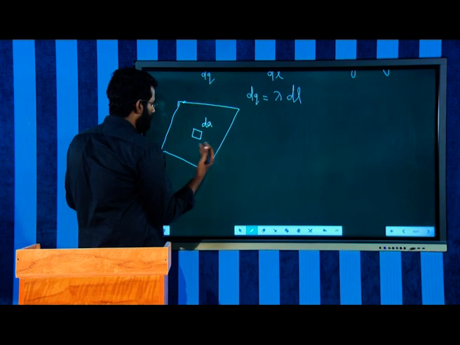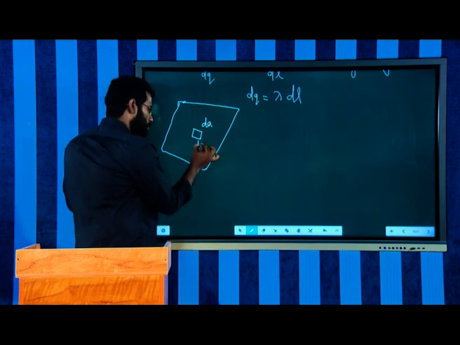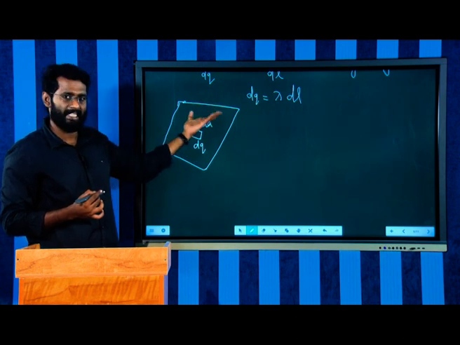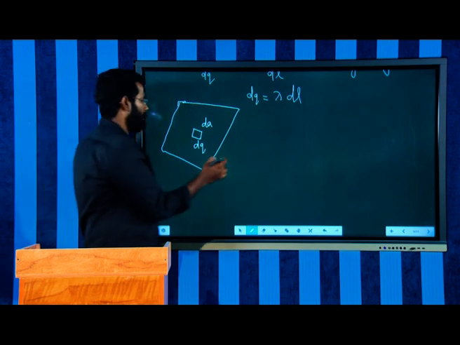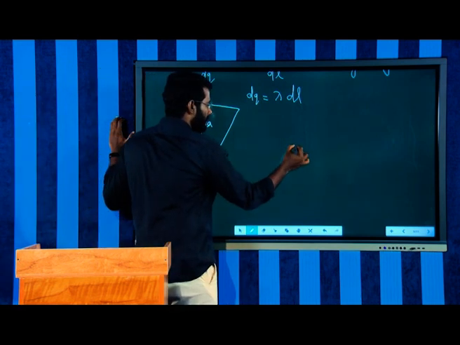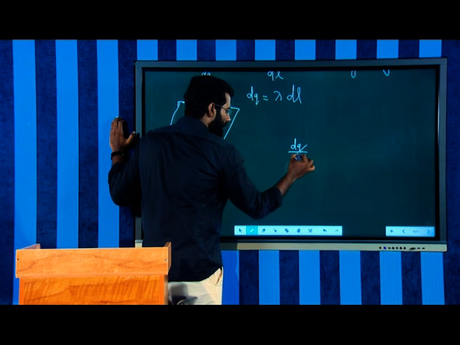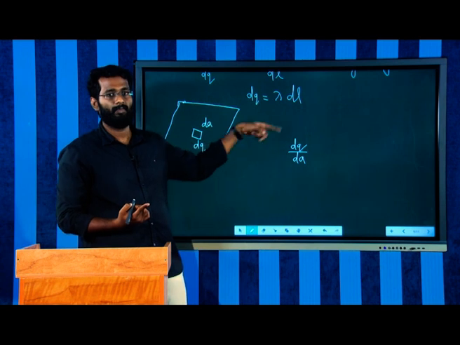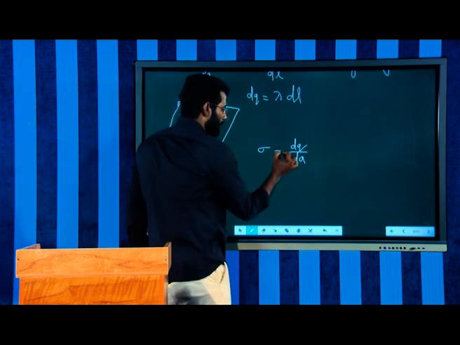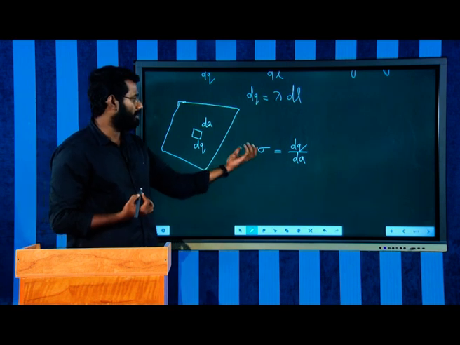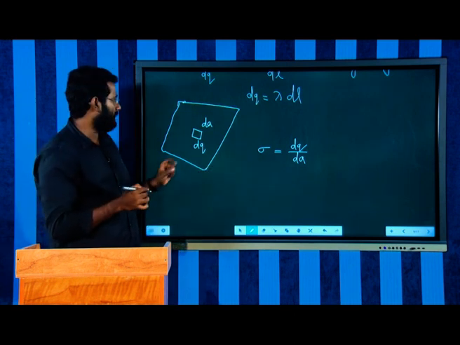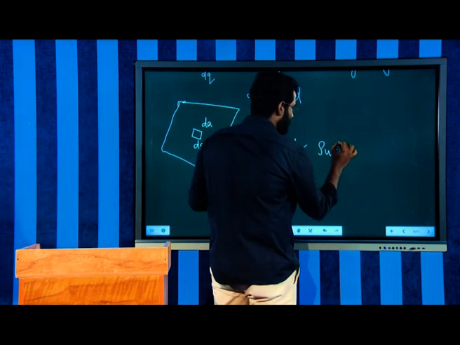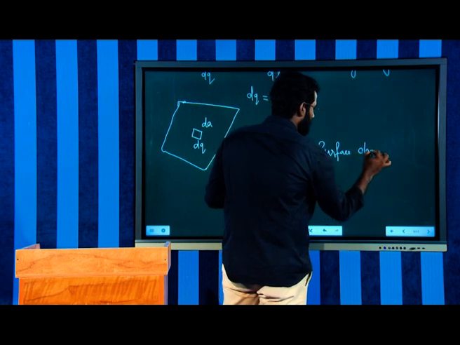And again we are saying that it consists of a charge dq. That means dq amount of charge is distributed over an area dA. Here also we define a charge density, dq divided by dA, that is, charge per area, and we define it as sigma. Sigma is another term, called the surface charge density, that is, the charge density over a surface.